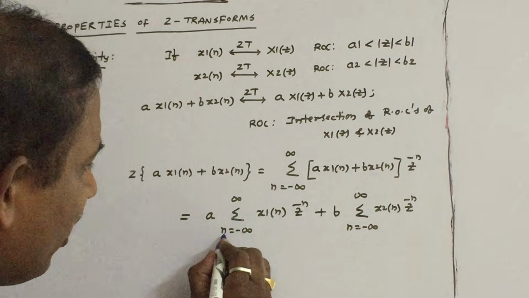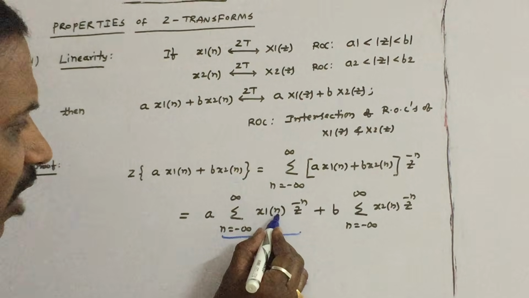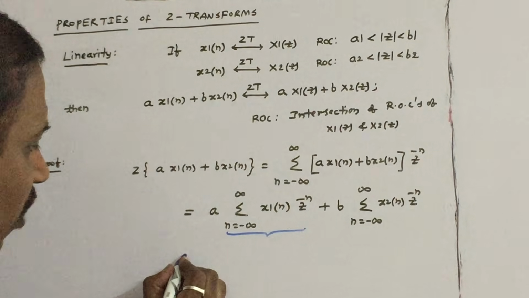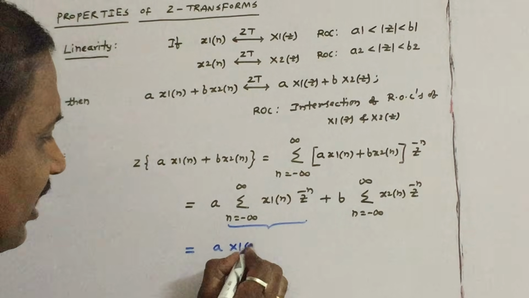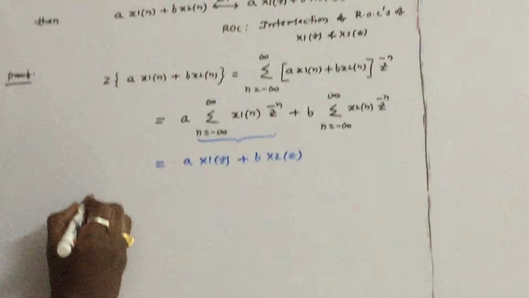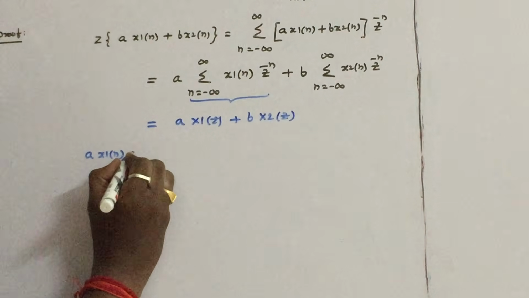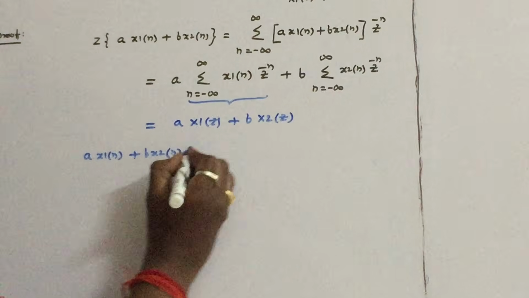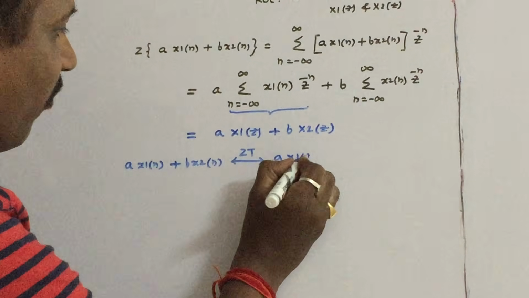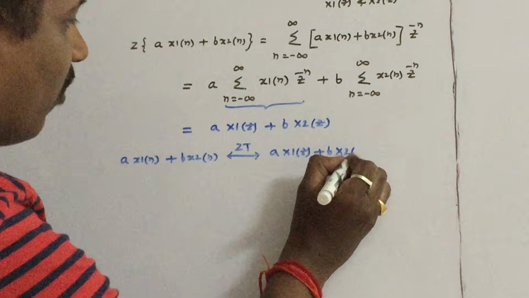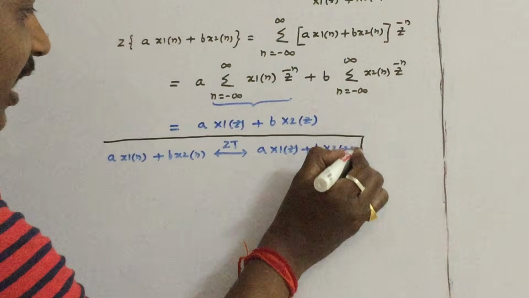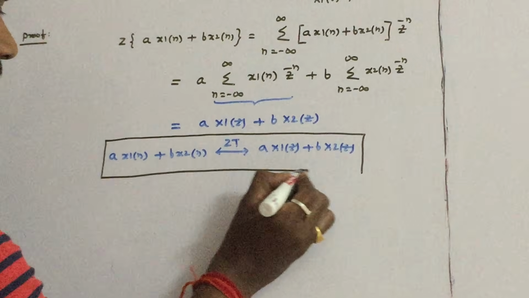So therefore, what is this one? This is the Z transform of x1 of n, which is given as X1 of z. This is the Z transform of the x2 of n sequence, which is given as X2 of z. So therefore we can write it as A into X1 of z plus B into X2 of z. So this property is written as: if you add A x1 of n plus B x2 of n linearly, then the Z transform will be A into X1 of z plus B into X2 of z, with ROC being the intersection of the individual ROCs of X1 of z and X2 of z. So this is a very simple property.